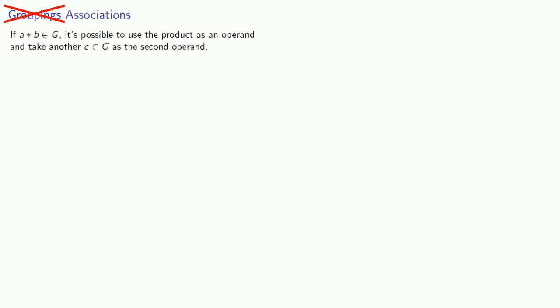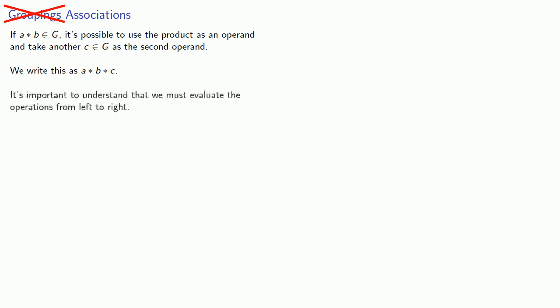So let's talk about groupings. Or, since group will actually have a very special meaning later on, let's get into the habit of not using the word group, unless we actually mean it, and so let's talk about associations. If A star B is an element of G, it's possible to use the product as an operand and take another C in G as the second operand. And this gives us something we might write as A star B star C.